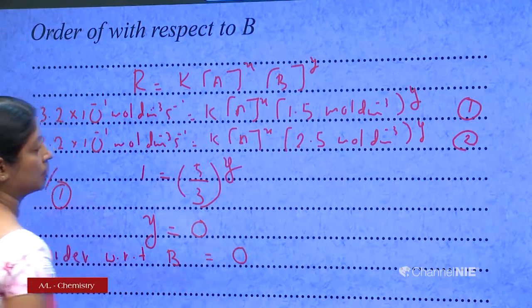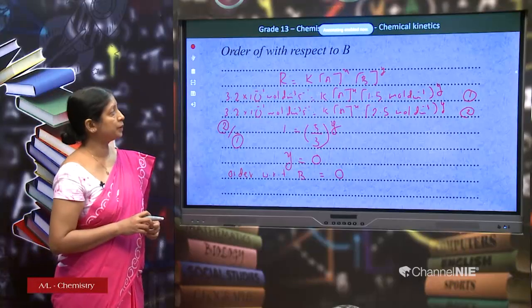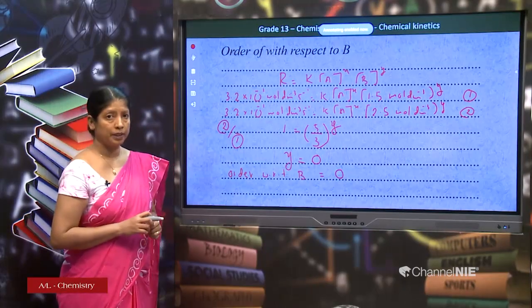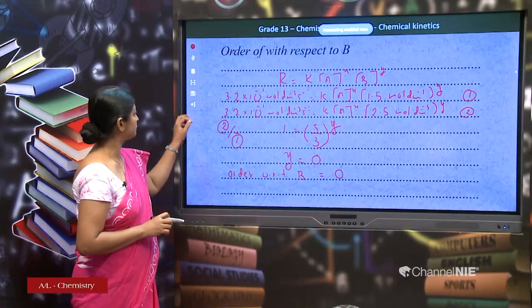That is our second part in the question. We have calculated the order with respect to A as well as the order with respect to B. Now, let us see the third part in the question.